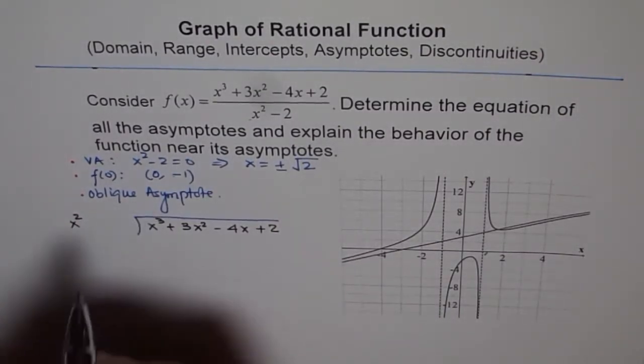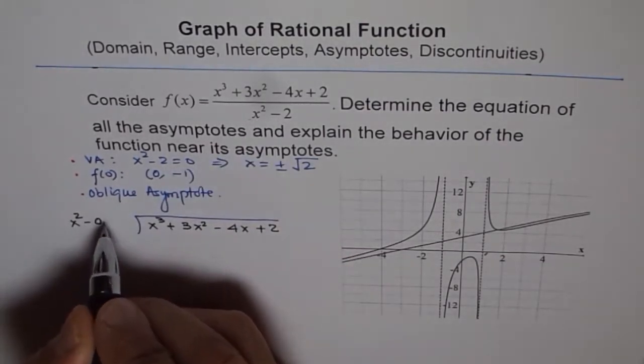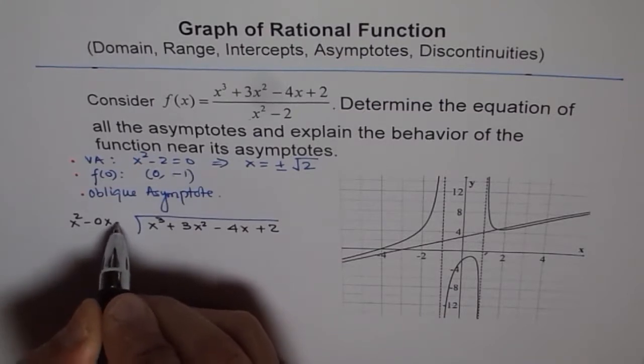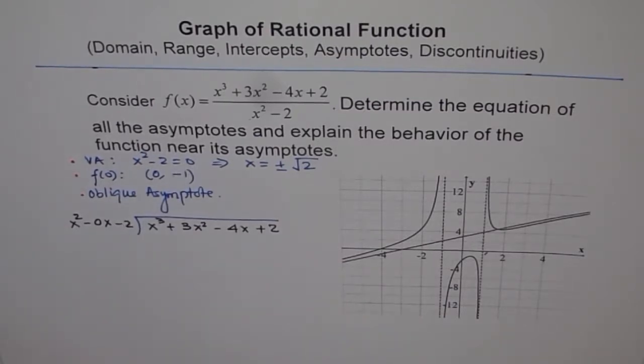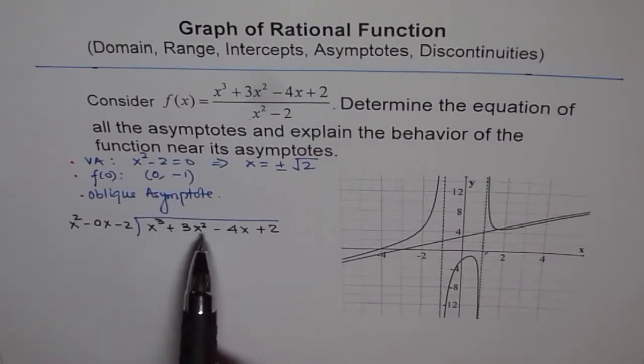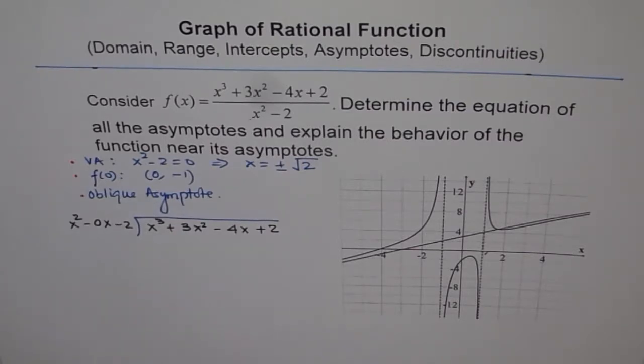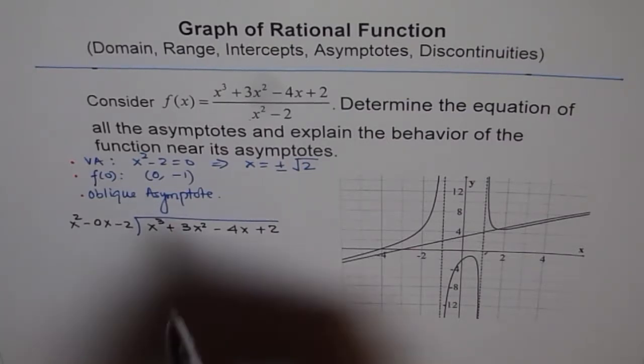Remember one thing, we have not written anything as a coefficient of x. It is important to write 0x here. That could be an error and that could make things very difficult for you. That is how you're going to divide it. Once you divide this by x squared minus 0x minus 2, you get your oblique asymptote. It's not a difficult process.